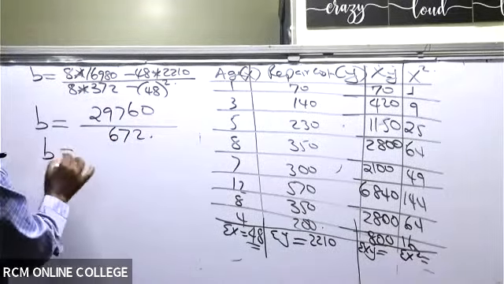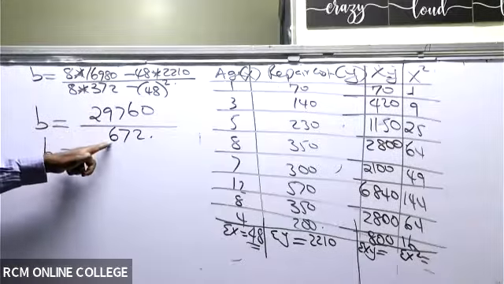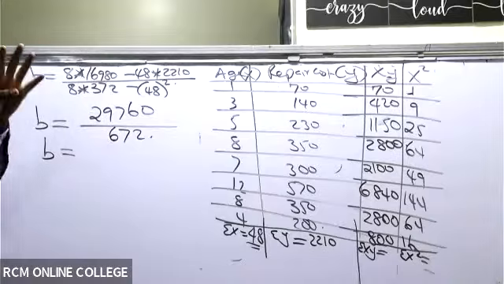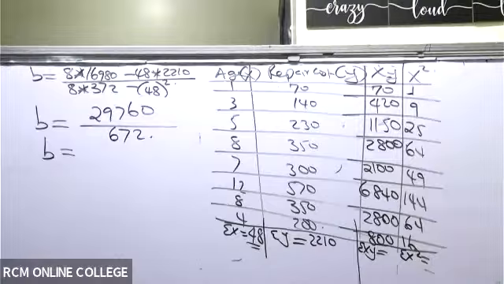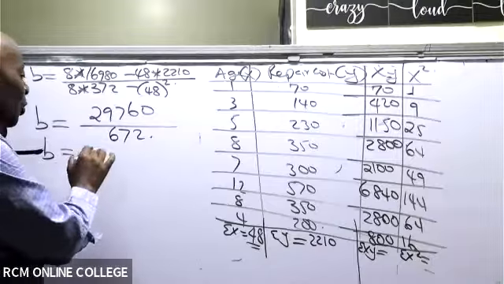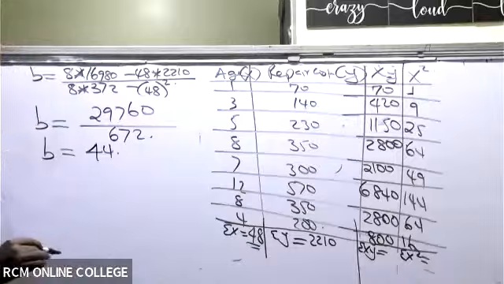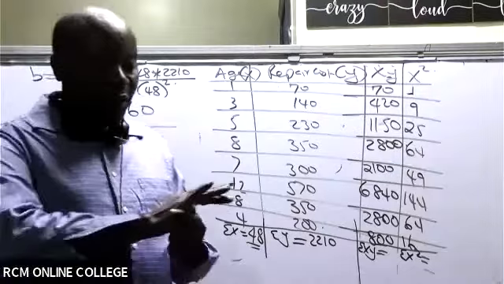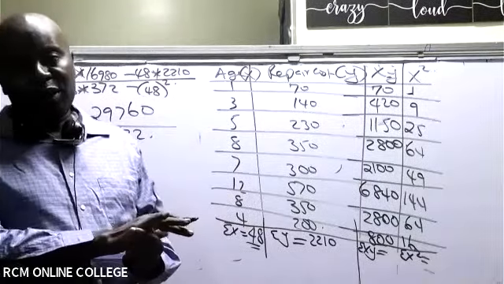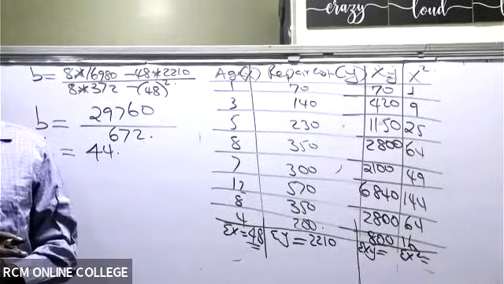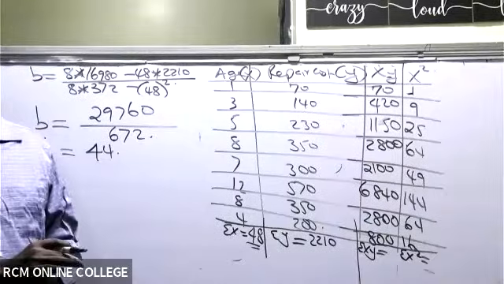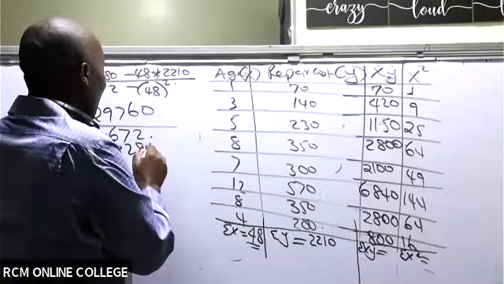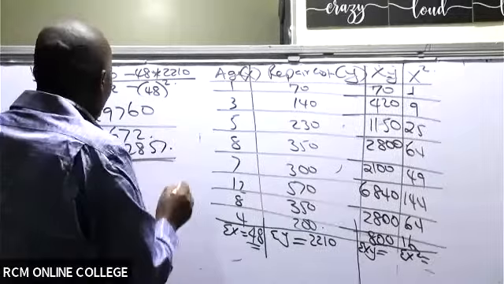Then go ahead and give me the quotient. You take this, divide by this, and give me an answer to 4 decimal places. I would always prefer 4 decimal places for accuracy. Unless it is coming to exactly 2 decimal places, but if it has other decimals, then please round them off to 4. 4 decimal places are sufficient. 44.2857. So this is the value of B.